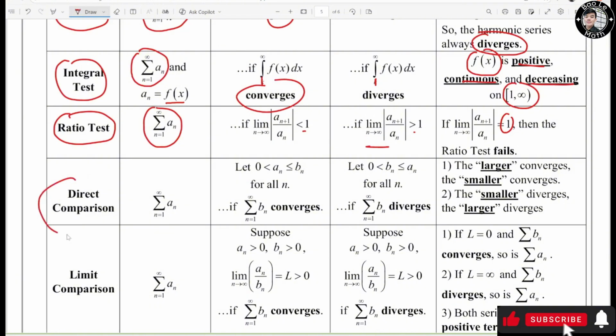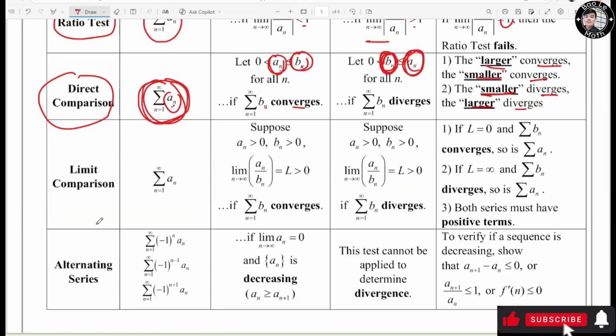Now, next one, the direct comparison test. The formula is given by this. Suppose we have a series that is bigger than this series, right? So it could be right here. So if the bigger converges, the smaller converges. So if b sub n converges, a sub n converges. Now, to determine if the series diverges, we compare this with the other one that is smaller than a sub n. So if the smaller diverges, the bigger diverges. So if this one diverges, this one diverges, right?